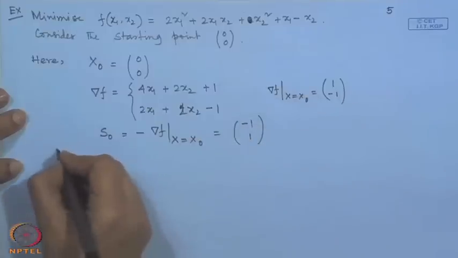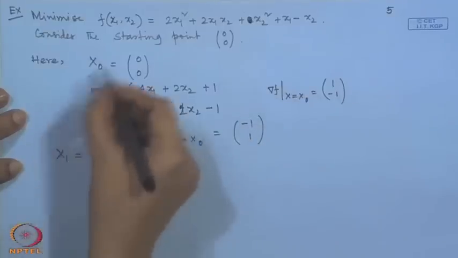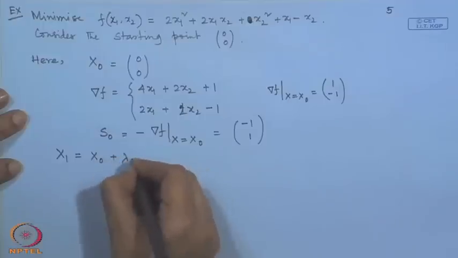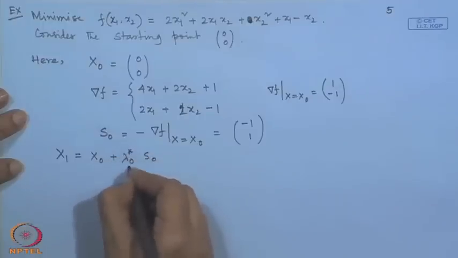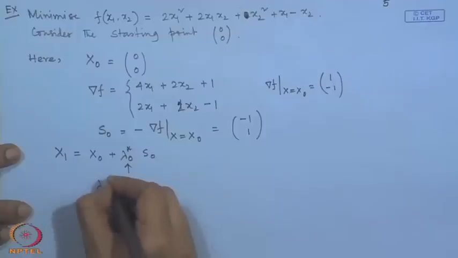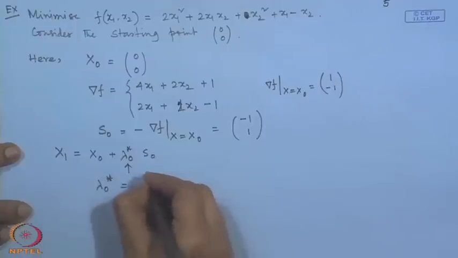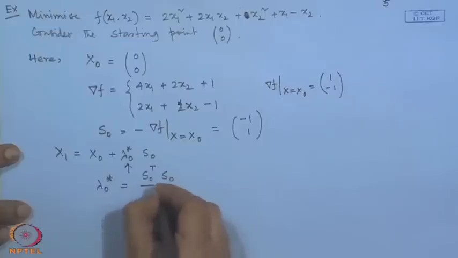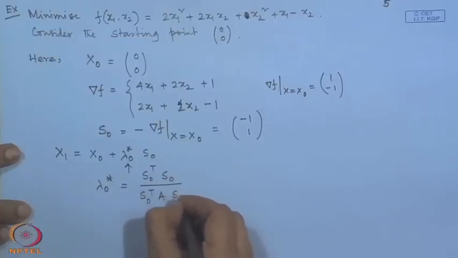Now, we will move to the next point, that is x1 from x0, with x0 plus lambda0 star S0. How to find lambda0 star? As we have just learned, lambda0 star would be equal to S0 transpose S0 divided by S0 transpose A S0.